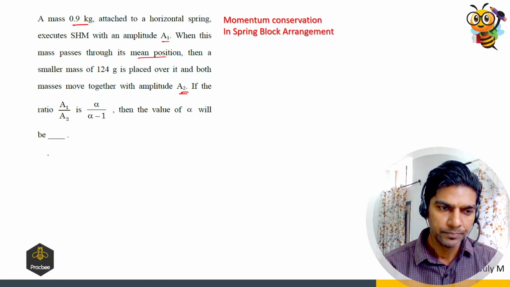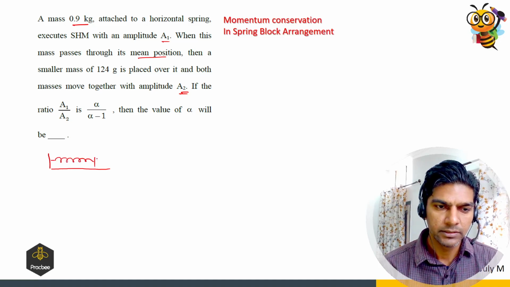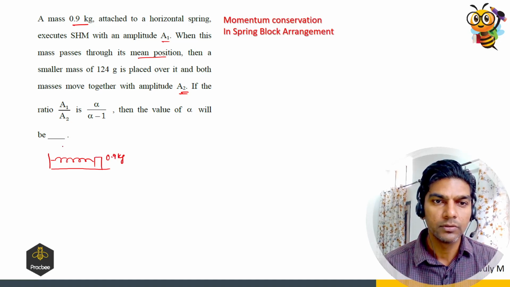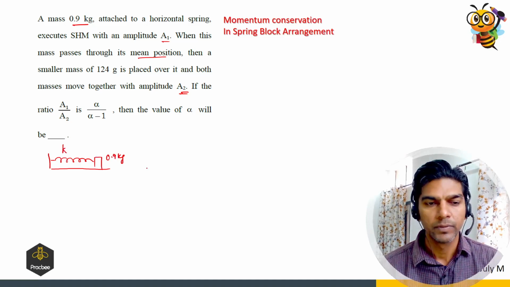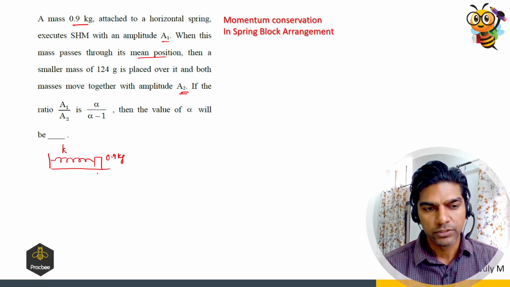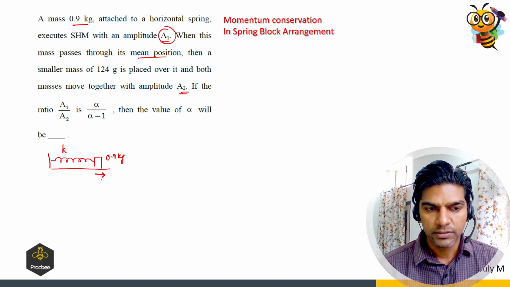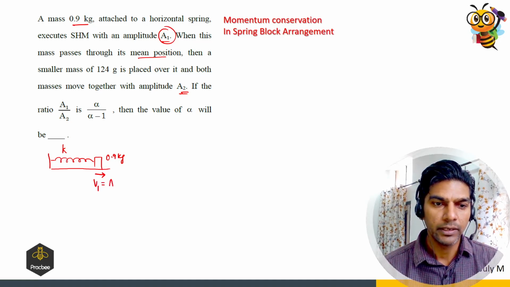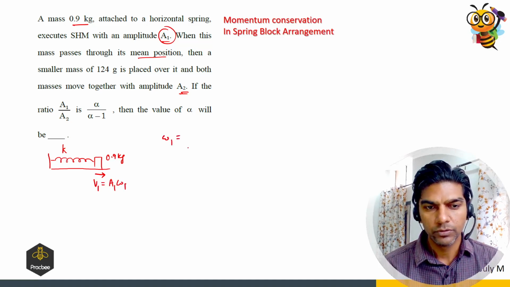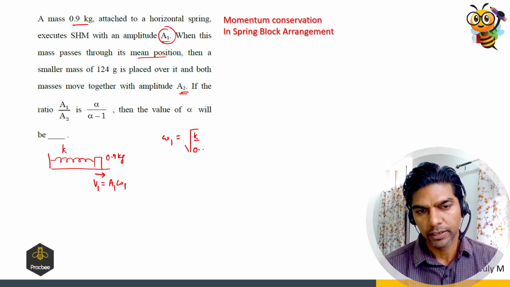Let us see what we have been given. Here we have a block of mass 0.9 kilograms, and let us say this is the mean position. Spring constant is not given, so let us take it as K. Now it is crossing its mean position, and the amplitude is also given, that is A1. When it crosses the mean position, velocity will be maximum. So at this instant, let me call the velocity V1. It will be A1 times omega 1, and omega 1 in this case will be root of K by M.